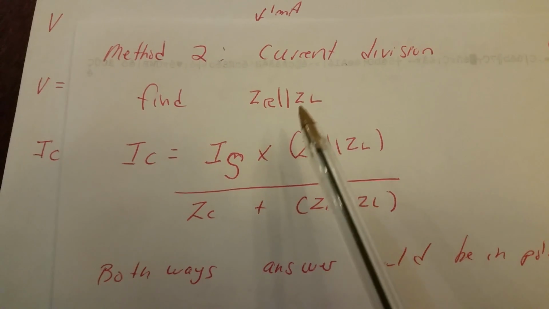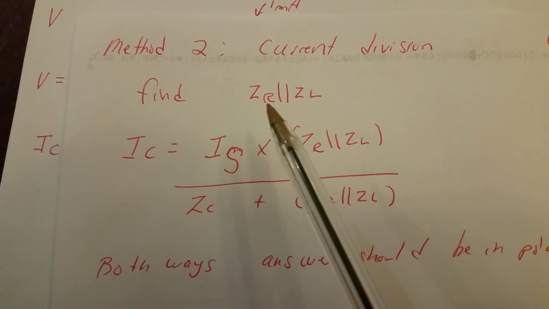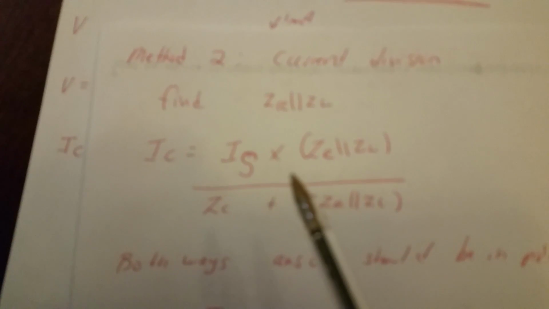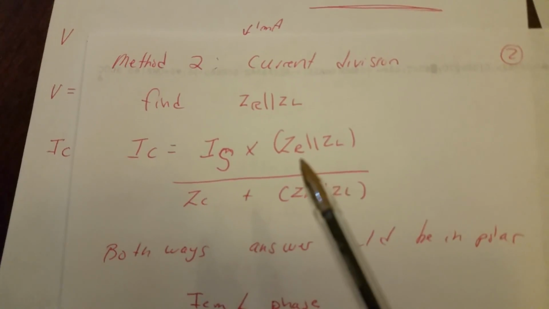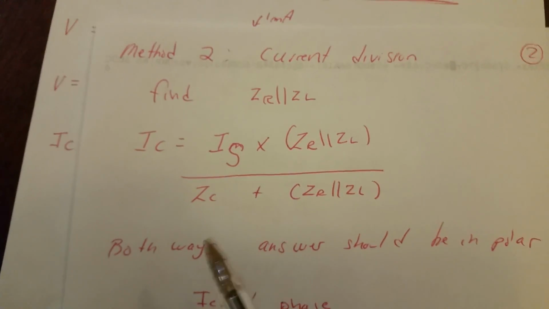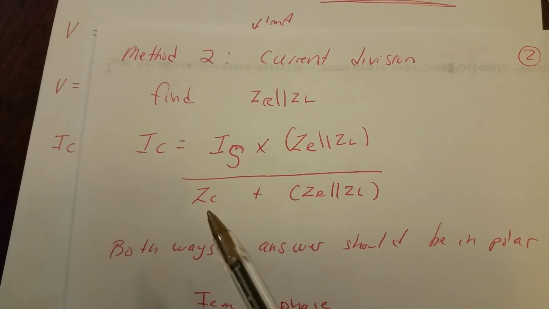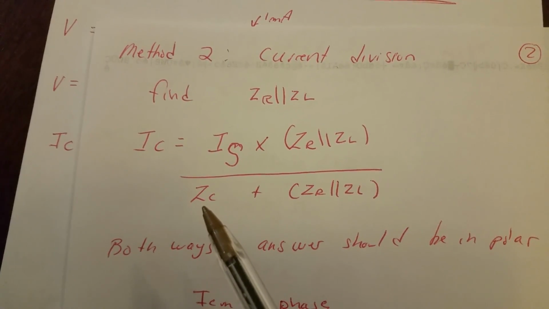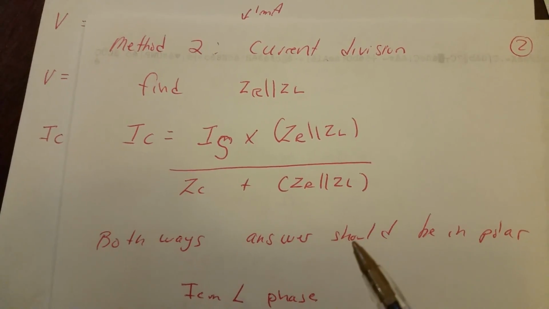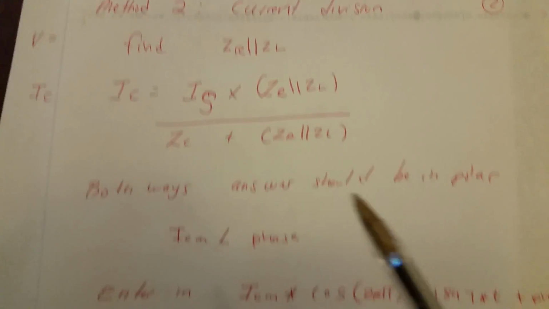Method 2 is current division, where we find the parallel combination of the resistance and the inductance impedance, and we just write this out directly. The source times the parallel combination of the other impedances, divided by the sum of the impedance of the branch we're looking for with the parallelized impedance.